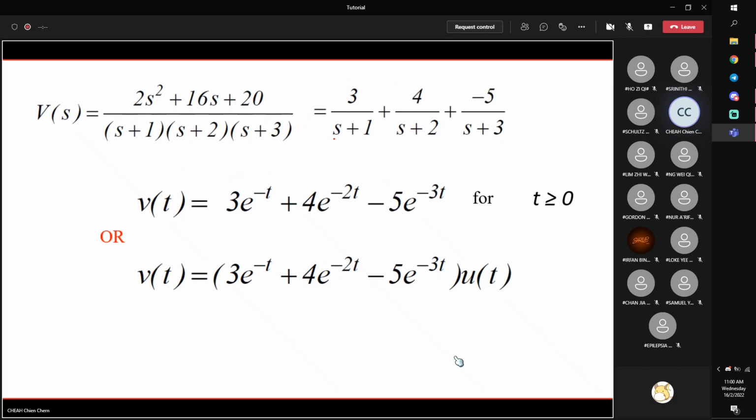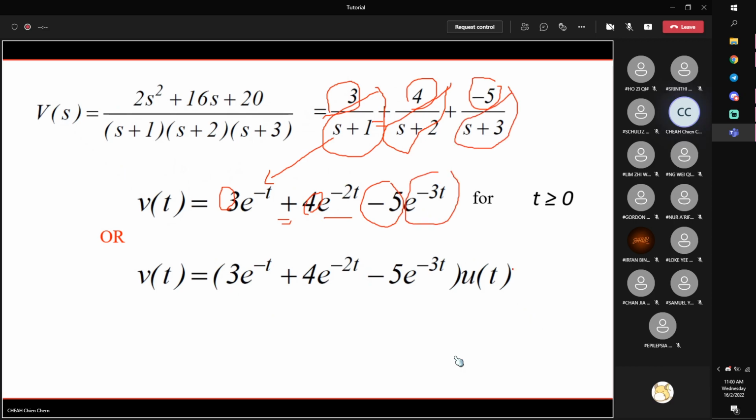You can multiply by s plus 1, get this term, by substituting s equal to negative 1, or you use cover-up rules directly. And then you can find this term and this term, and you can see that with the inverse Laplace transformation, you get this multiplied by 3, linearity property, for e to the power of negative 2t. Same thing, negative 5t, linearity property, e to the power of negative 3t. Don't forget to put t greater than 0 or put a u(t) there. It means the same thing.